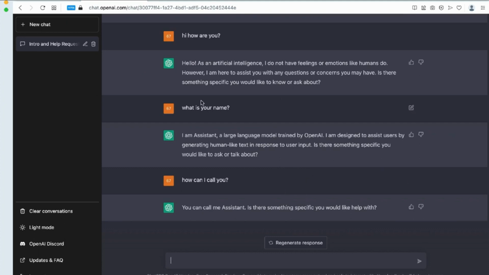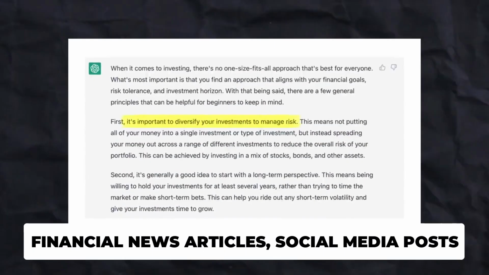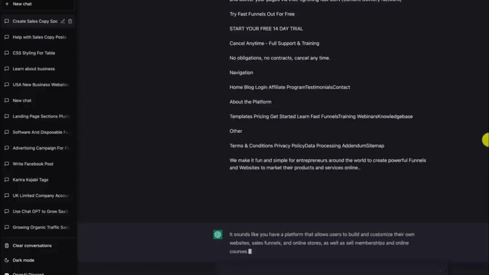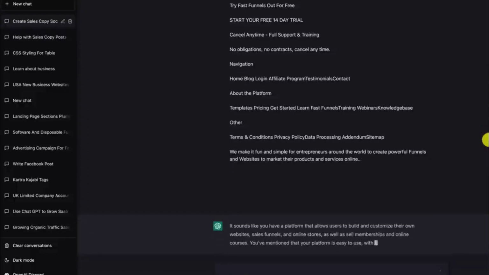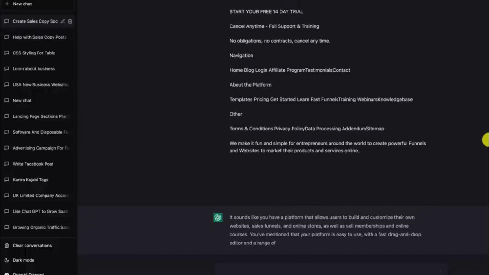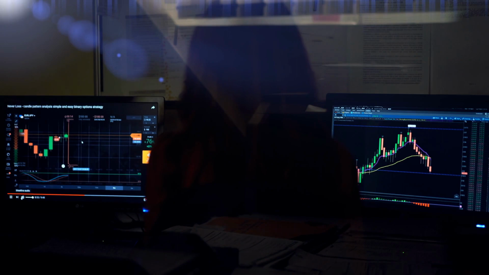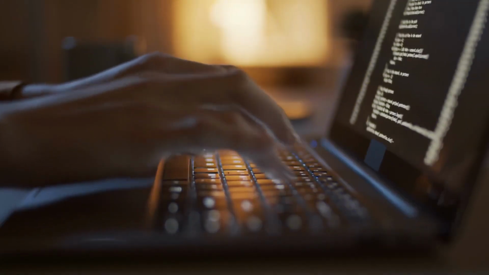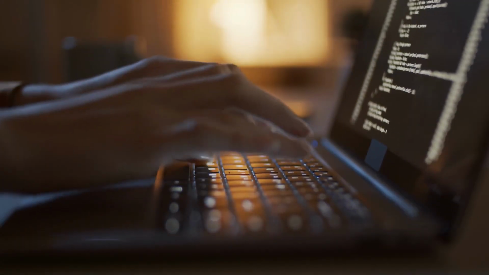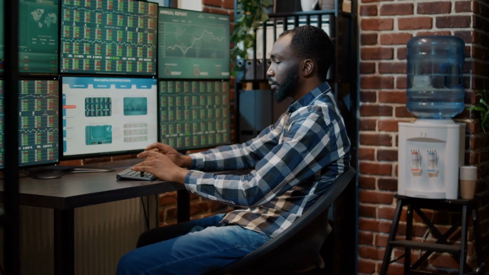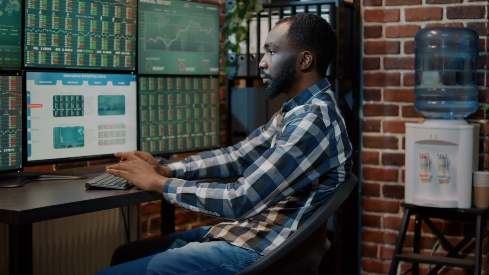ChatGPT can help you make better decisions by providing insight and information from large amounts of unstructured data, such as financial news articles, social media posts, and other sources. It can even help you with sentiment analysis, where you're able to identify positive or negative sentiments about a particular stock or market trend and use that in making trading decisions. ChatGPT makes technical analysis a bit easier for traders, allowing them to identify price patterns and trends, which can help them make even better trading decisions.